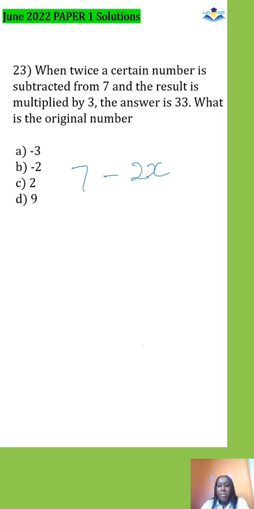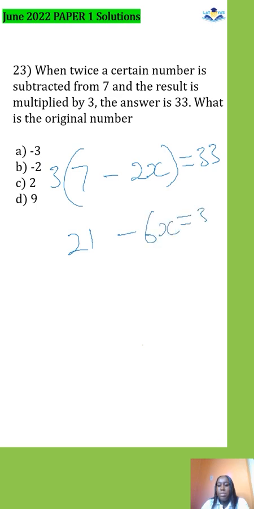The result is multiplied by 3. So the answer is 33. So now that I have this, I'm going to simplify this. 3 7s are 21. 3 by -2x is going to give us -6x is equal to 33. And I'm solving for x because I want to know what that number is.